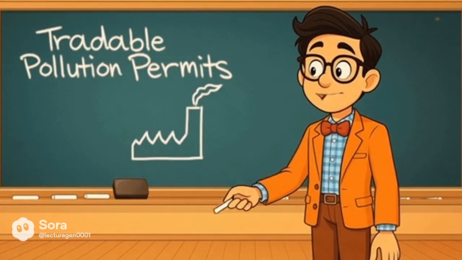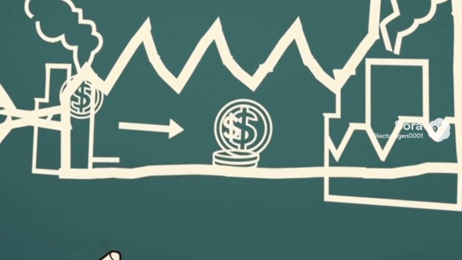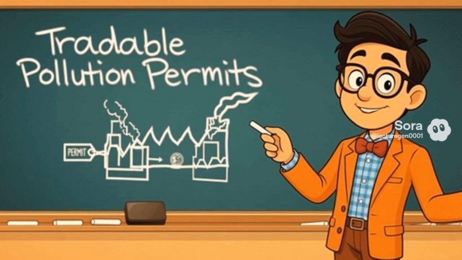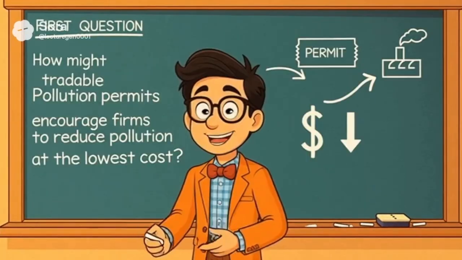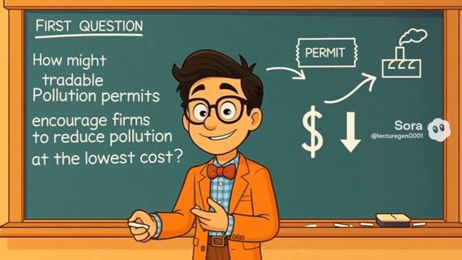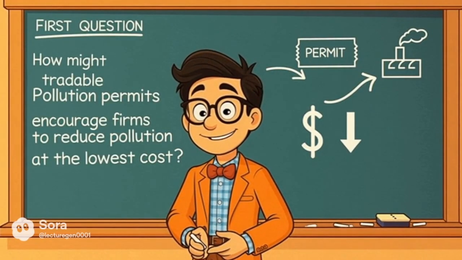Another tool is tradable pollution permits, which allow firms to buy and sell the right to pollute, creating a market-based system for controlling emissions. Here's your first question. How might tradable pollution permits encourage firms to reduce pollution at the lowest possible cost?